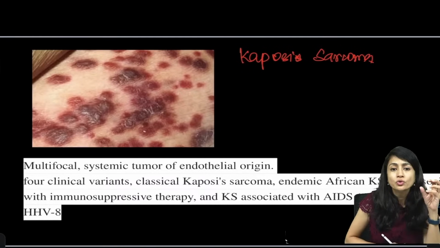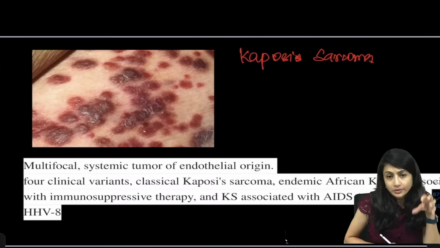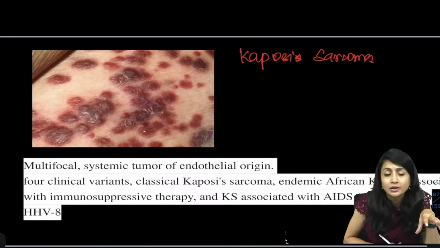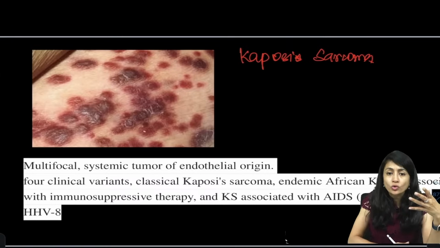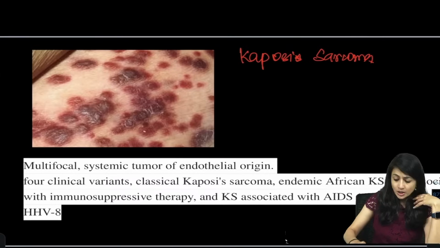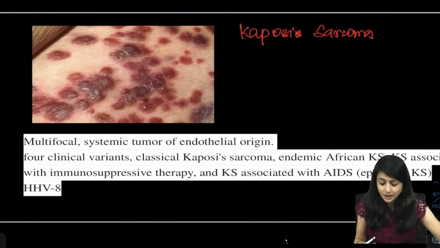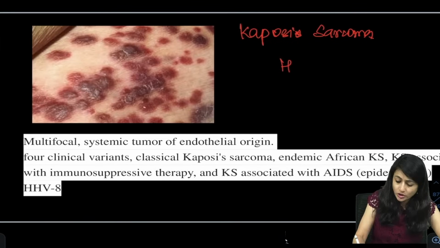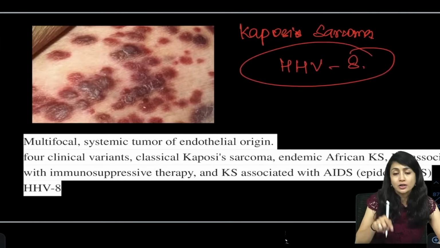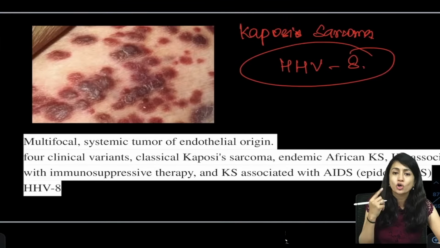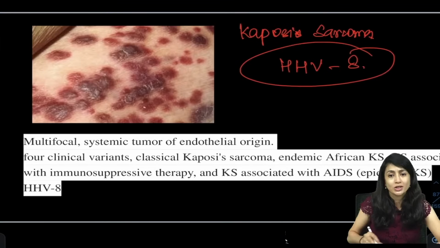So you get these deep dermal papules or nodules which are violaceous to dark colored and they can be present in the oral mucosa or on the body. Kaposi sarcoma has 4 variants: classical, endemic, and case associated with AIDS, which is also called as epidemic case. Here you should be knowing that it is caused by HHV8. So HHV8 causes Kaposi sarcoma, which looks like this, and EBV causes oral hairy leukoplakia, which presents in the mouth.